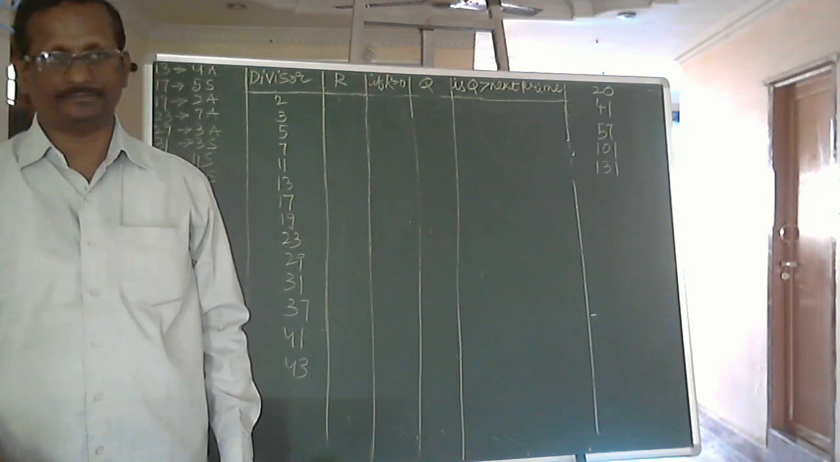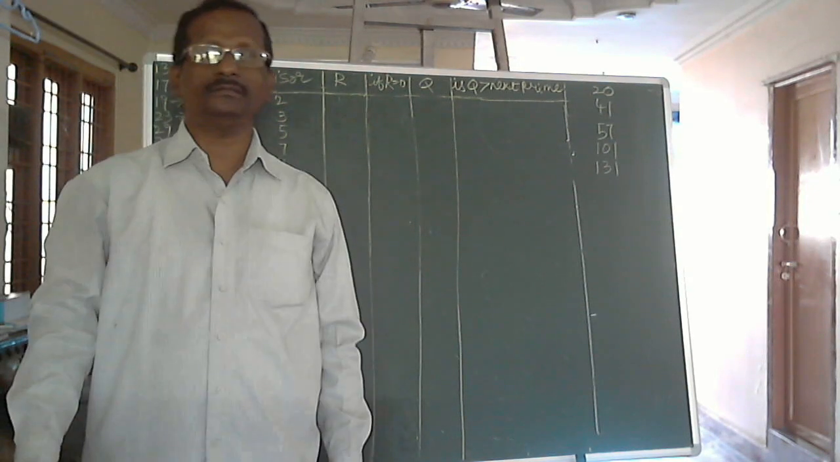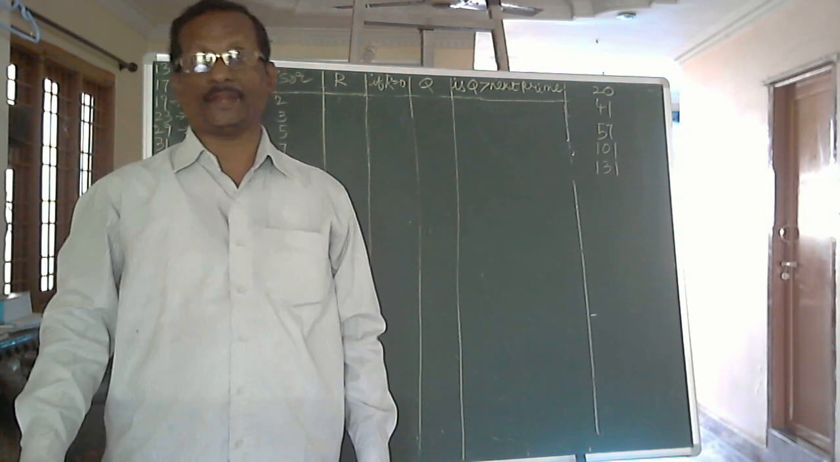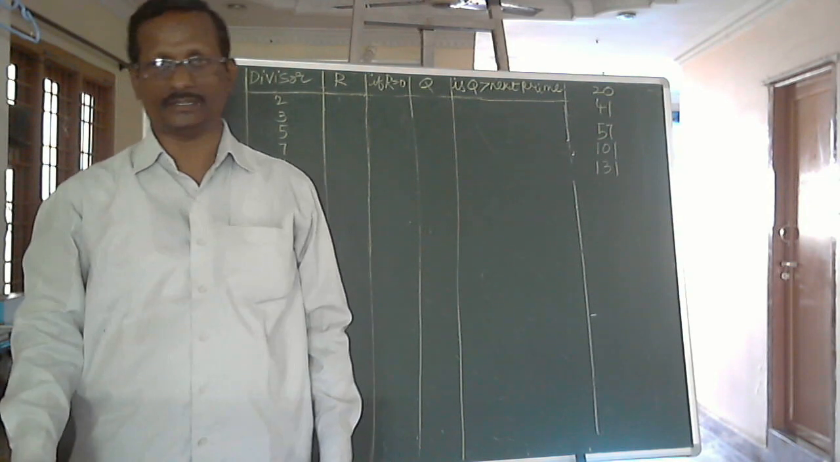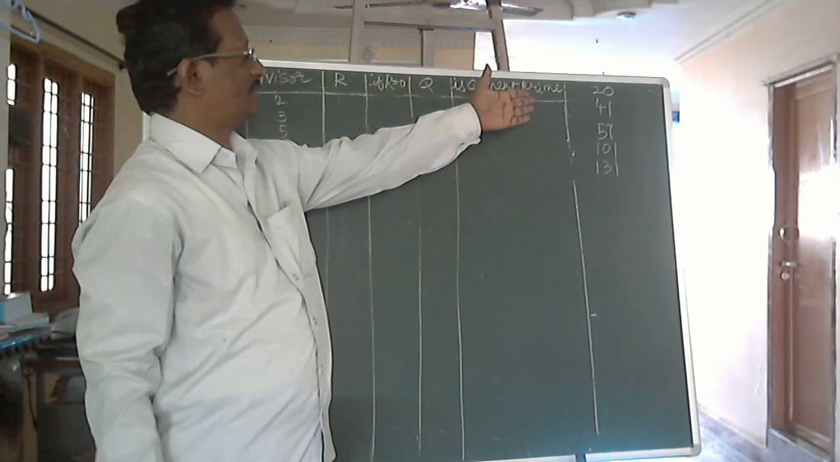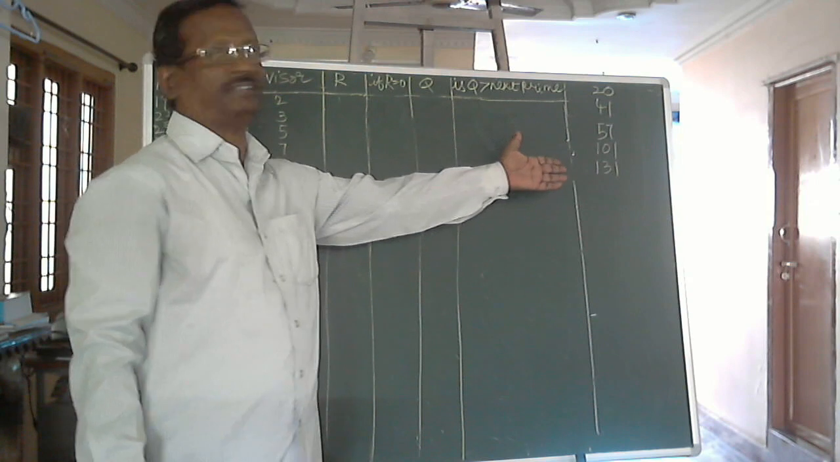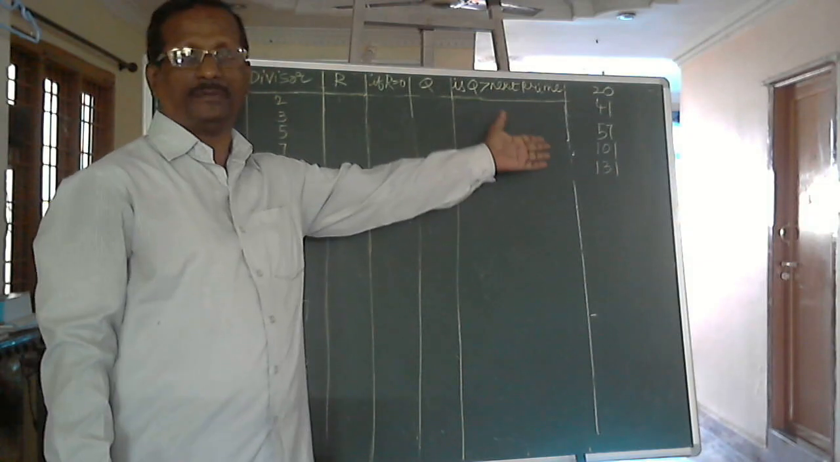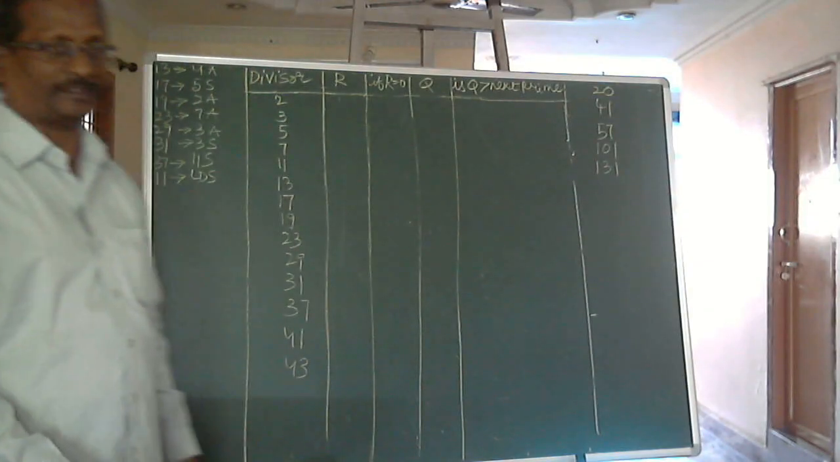Welcome to the session. In this session, let us learn whether the given number is a prime or not, and how it is to be checked. I have taken a few numbers: 20, 41, 57, 101, 131. A few numbers may be prime or composite, we will do as per the process.